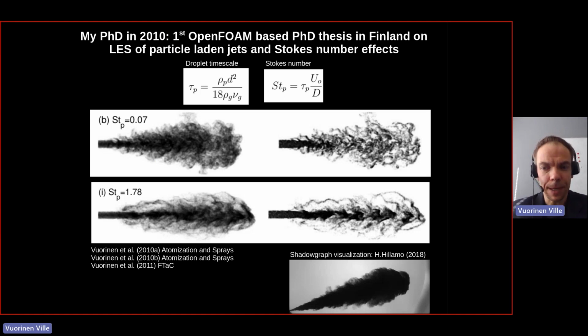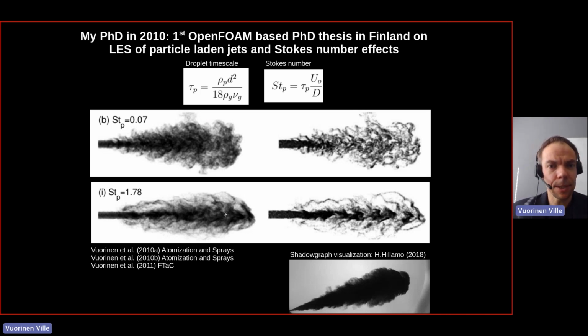So our group at that point had a long history in studying fuel sprays. You see a shadow graph visualization of a diesel fuel spray here in the bottom. And the puzzling question had been that what is actually happening over there, and how do we simulate the multiscale phenomena in such sprays? So I started my PhD and I studied particle-laden jets, air jets with small particles.